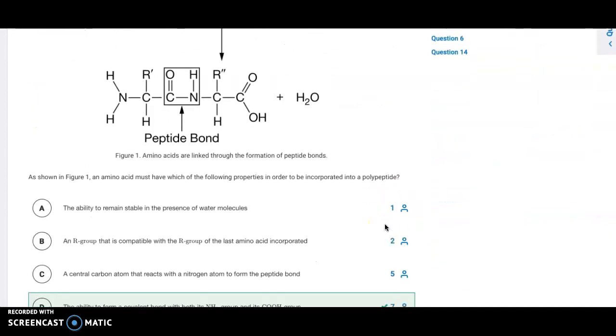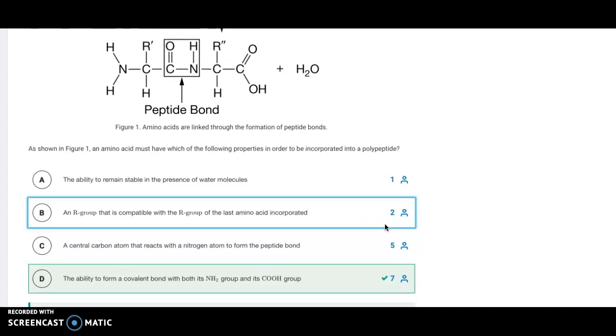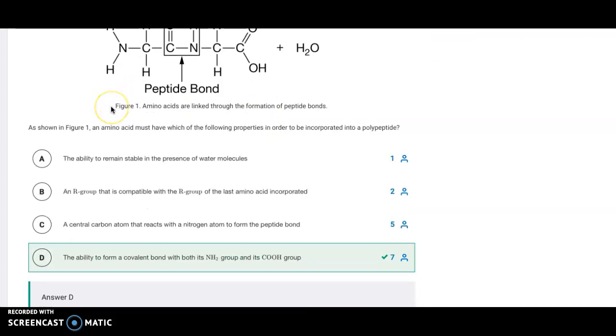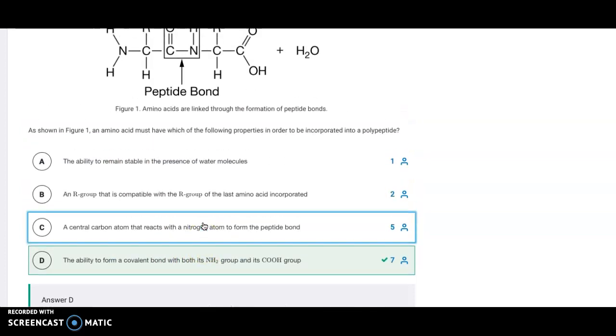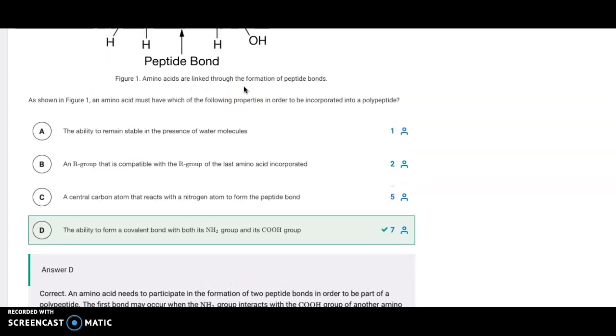Question 13. So we have dehydration synthesis. An amino acid must have which of the following properties in order to be incorporated into a polypeptide? And a polypeptide means we have a new peptide bond forming here between the OH group of the carboxyl group and the amine group of another molecule. So the ability to form a covalent bond with its NH2 group and its COOH group. So a new amino acid would have its NH group and the COOH group here.